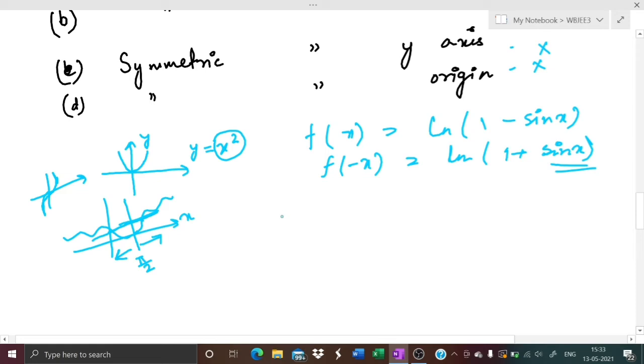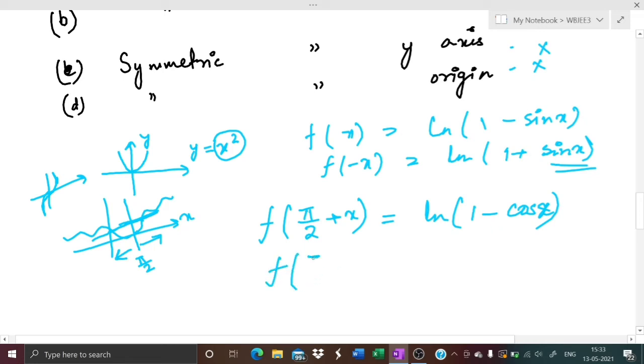Okay, so I will see what is happening to my function if I take pi by 2 plus x, because I take some value towards the right of pi by 2. What is it coming to? It is coming ln of 1 minus sin of pi by 2 plus x, that is 1 minus cos x. Now I will see for the negative side. If I subtract something from pi by 2, what will I get? That is on the left hand side, the values of f of x. I will get ln of 1 minus sin of pi by 2 minus x, that is also equal to 1 minus cos x.